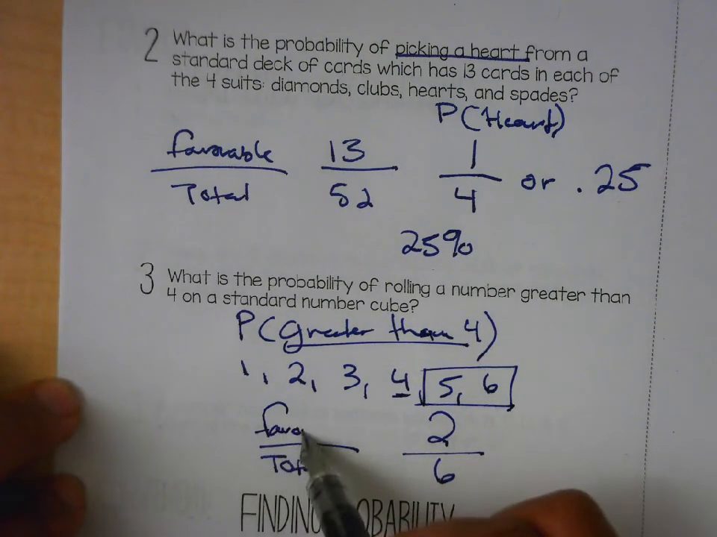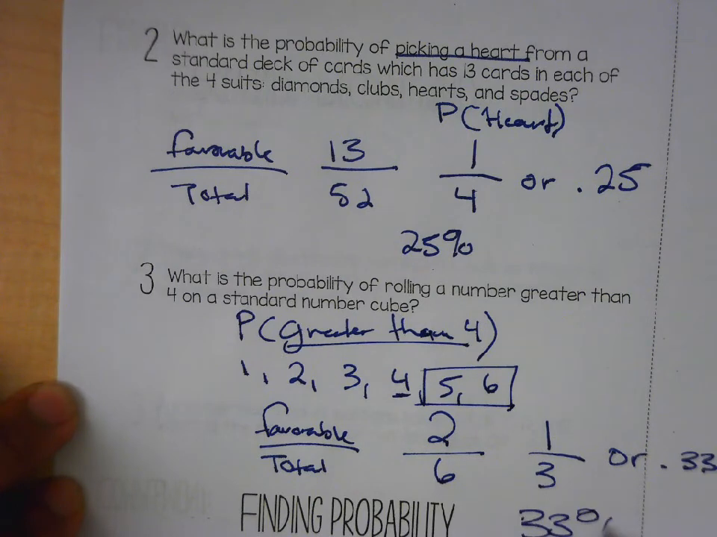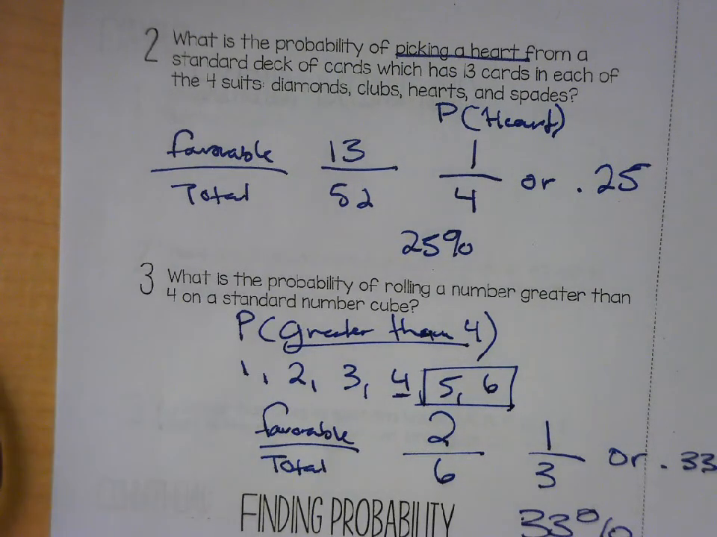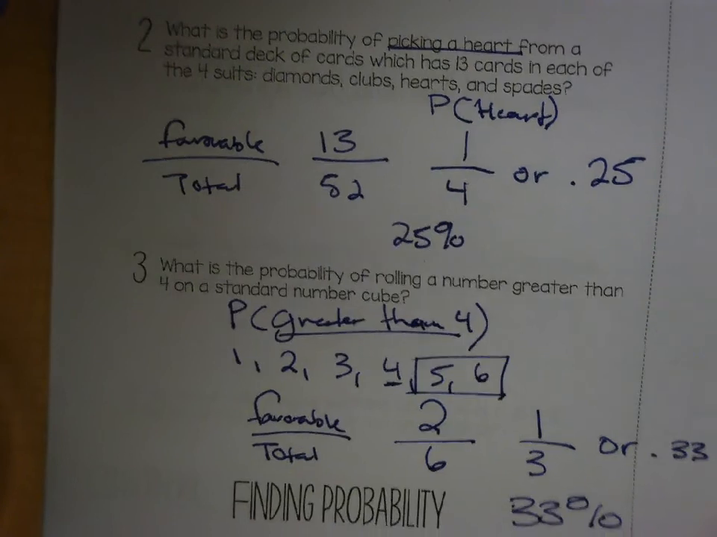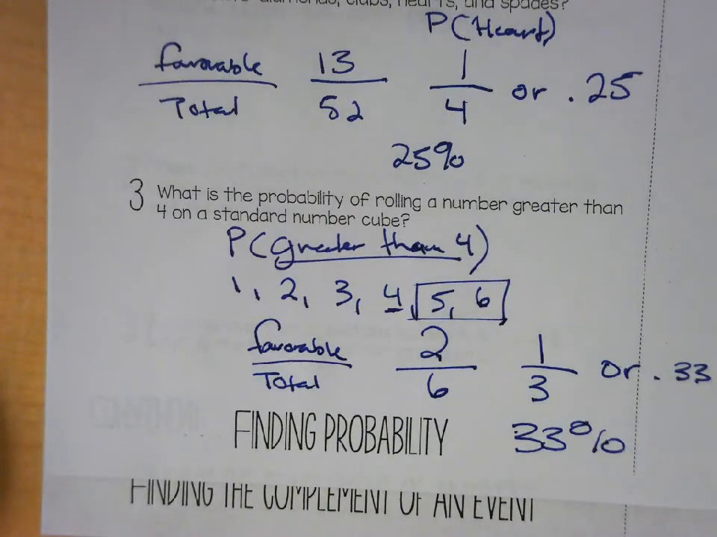This is favorable. And so how do I simplify that? Well, 2 goes into 2 once. 2 goes into 6 3 times. It's 1/3, or you could say 0.33. So what is that as a percentage? It roughly rounds to 33%. So that's how to find simple probability.